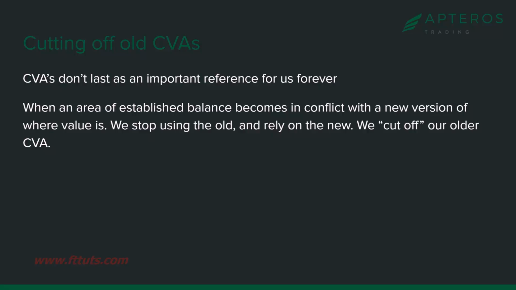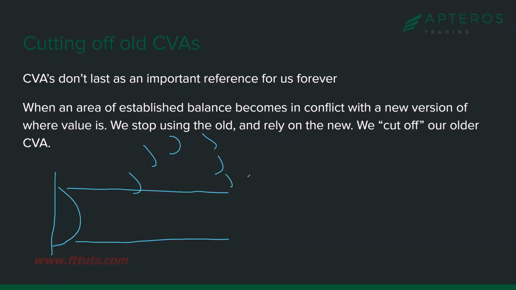CVAs don't last forever, guys. We don't just draw those magic rectangles and then that's what we trade on until we die. That's not the case, as you might have imagined. When an area of established balance becomes in conflict with a new version of where value is, we stop using the old and we rely on the new. So let's say that this was a 5-day CVA and then we break higher and all of a sudden the market starts to come back and then actually starts to balance in this area. And we end up with a new 6-day CVA like this.